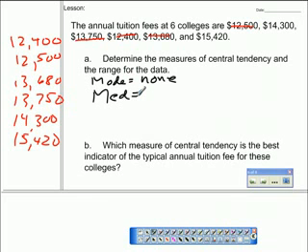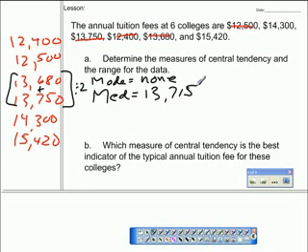How about the median? What number's right in the middle? Well, look, we have 1, 2, 3, 4, 5, 6 numbers. So it's an even number. So I take those two and add them and divide by 2. And I get 13,715. Right?